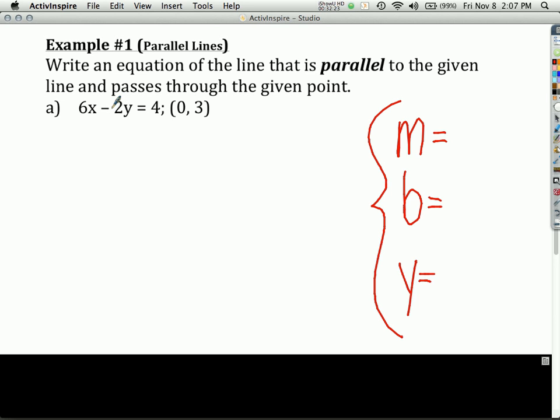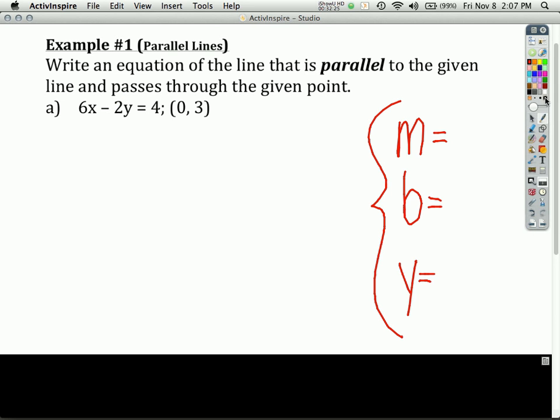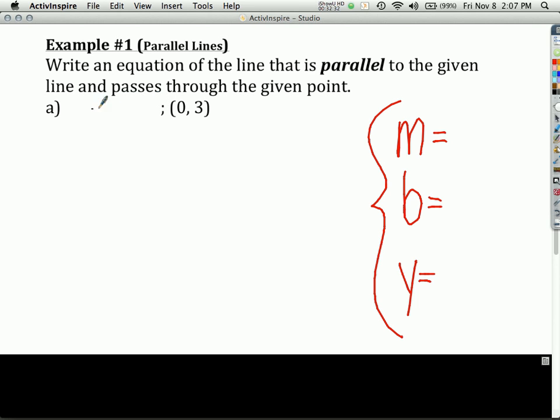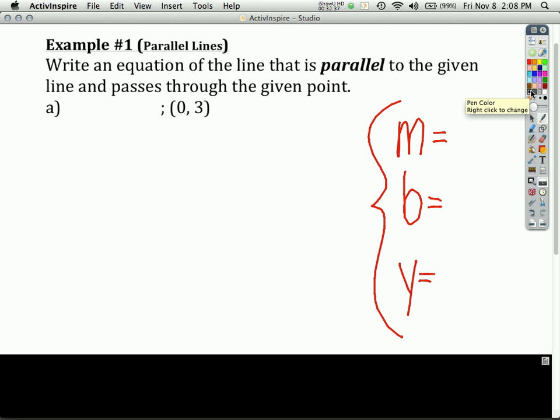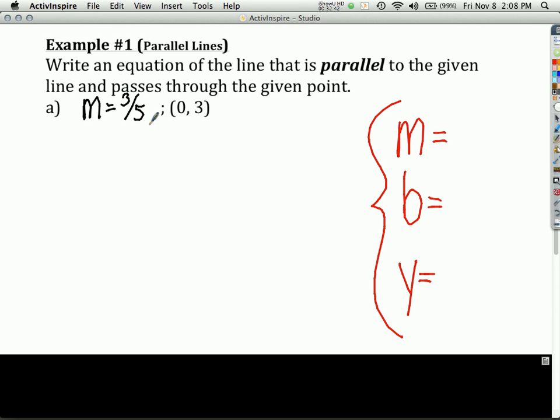Here's what we are used to. We are used to this situation. I have to white some things out real quick. We are used to being given not this. We're used to it saying something like m equals, I don't know, 3/5. And then you're given a point and you're asked to write an equation of a line. If I asked you to write an equation of the line with that information, you guys should be able to do it, no problem. And you should be able to do it in slope-intercept form, point-slope form, or standard form.